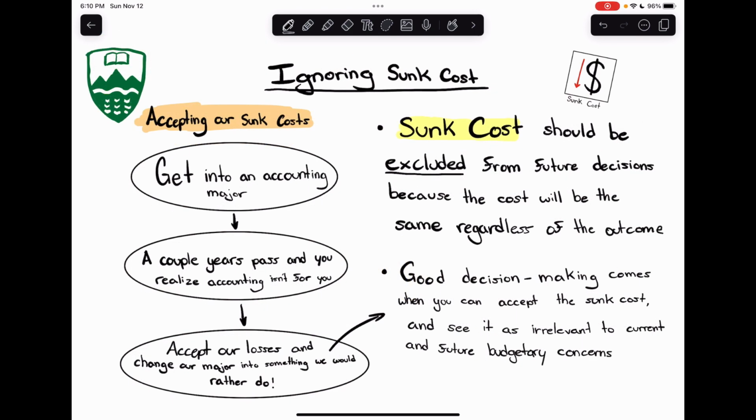Now, why should we ignore sunk costs? Let's go back to our example on initially wanting to become an accounting major. If all of a sudden, in your third year, you don't want to pursue accounting anymore, but discover that your true passion is actually marketing, ignoring the sunk cost means accepting that the money spent on accounting is gone and irreversible. So we should focus on the potential happiness and success from becoming a marketing major. Sunk costs should be excluded from future decisions because the cost will be the same regardless of the outcome. In our example, if we stuck with accounting, the path of regret and unhappiness would probably emerge, as we already knew we didn't want to pursue this as a career.